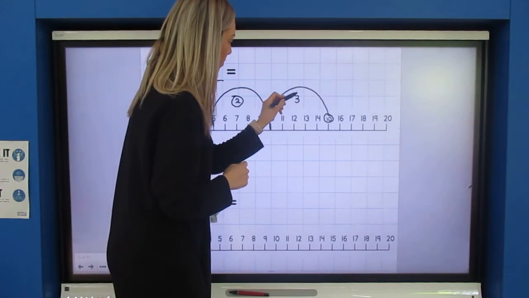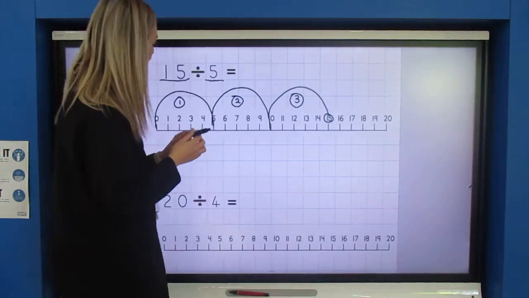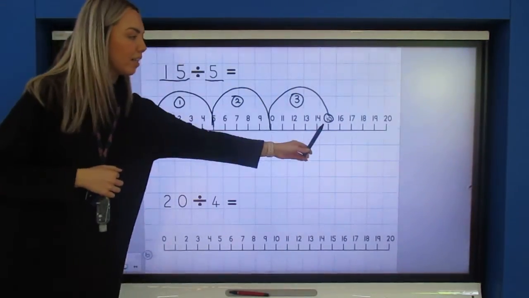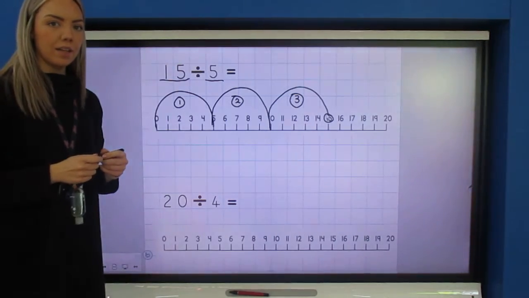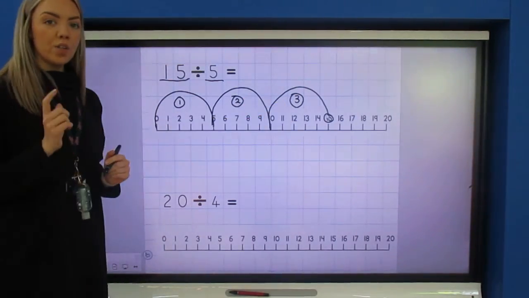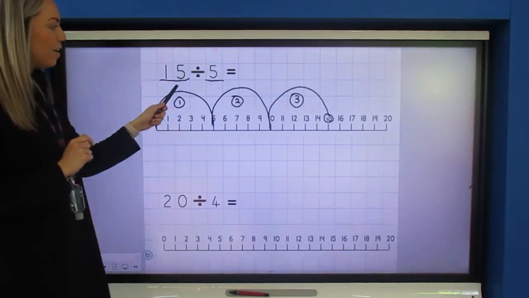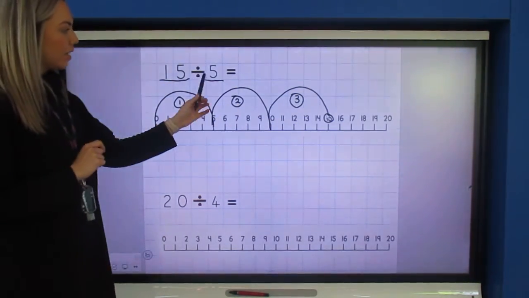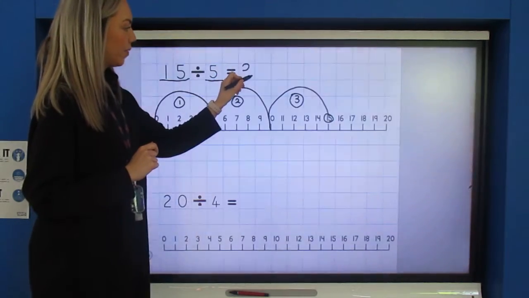So, let's have a look. How many jumps of 5 did we make to get to our answer? 1, 2, 3. So I now know that 15 divided by 5 equals 3.